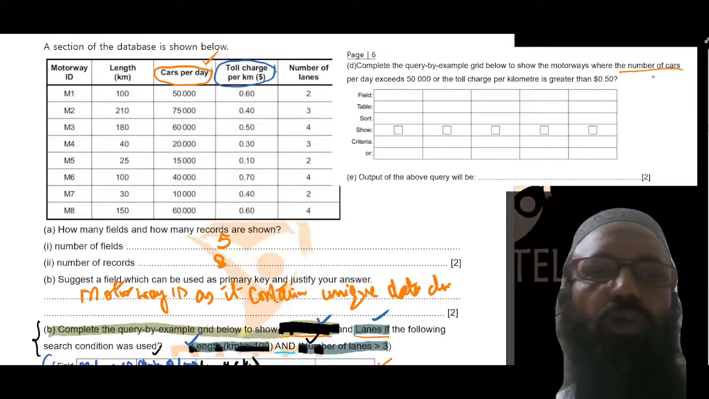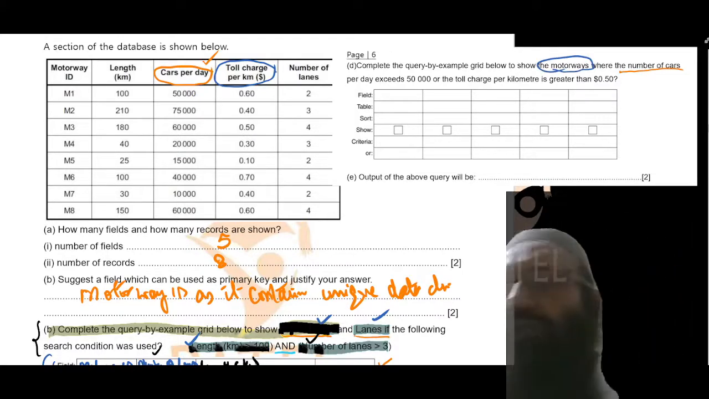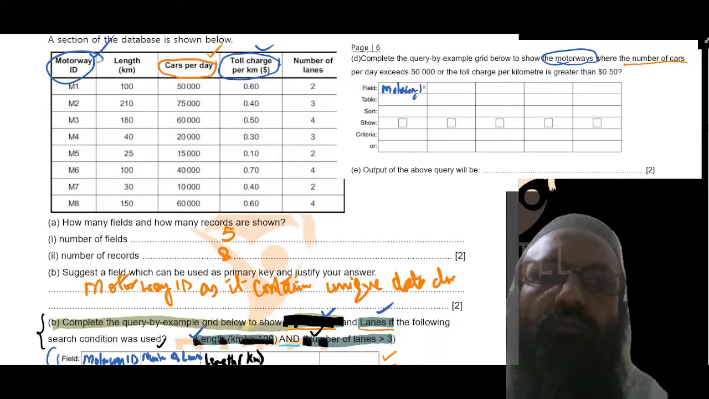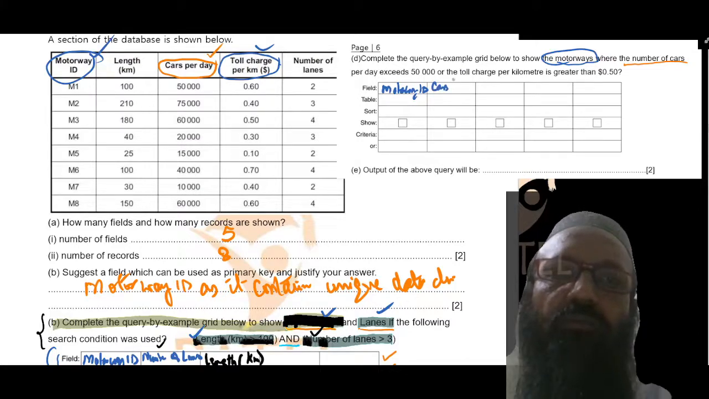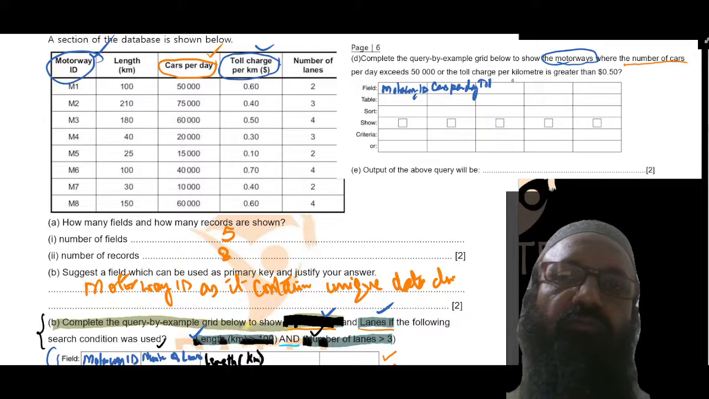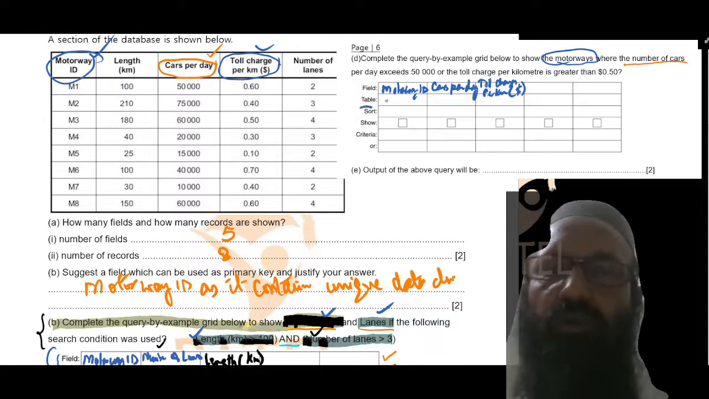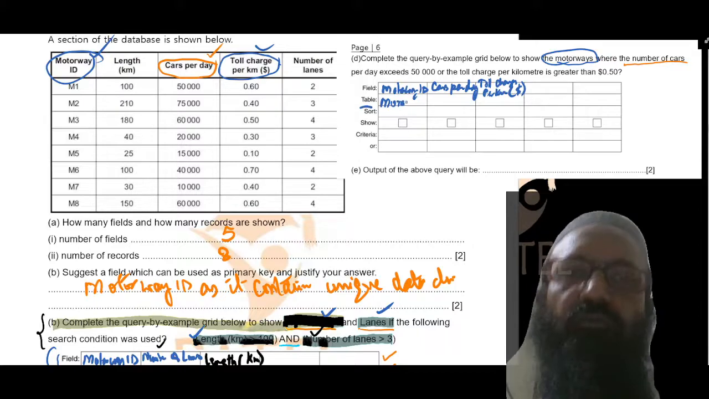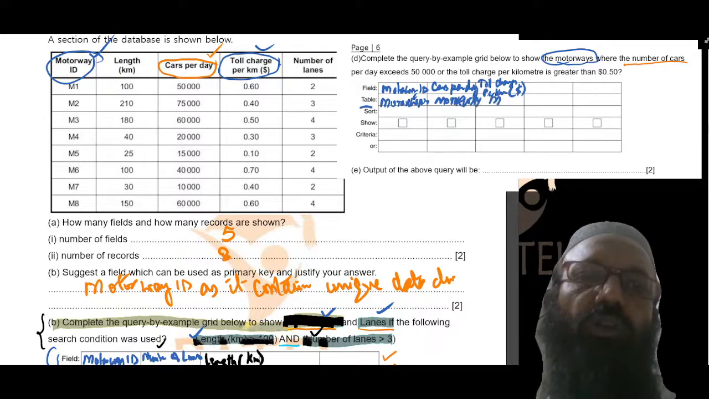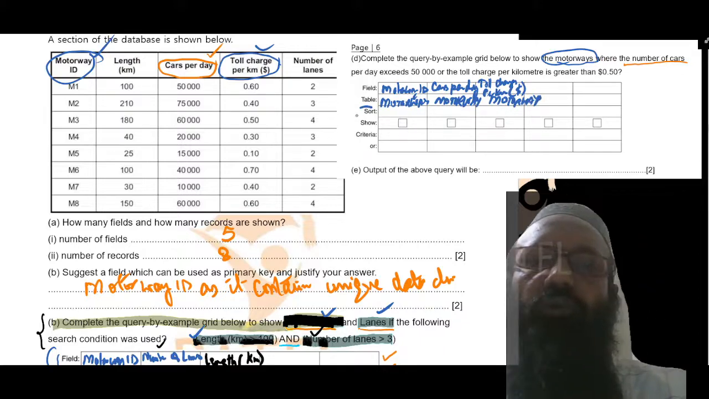And you are asked to show motorways. To show motorway, we will use motorway ID. So these three fields are used in this query. Here you will write motorway ID, here cars per day, here toll charges per kilometer dollar. In the table row you will write the table name, which is motorway. It is not asked to show in any order, so you will leave sort blank.